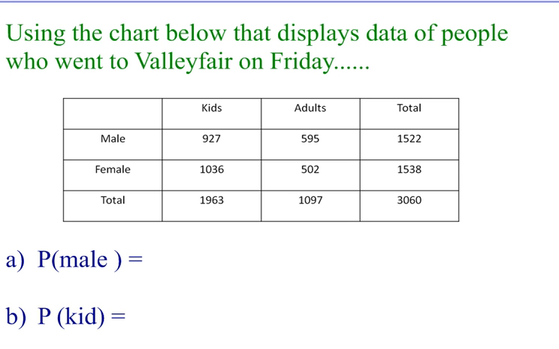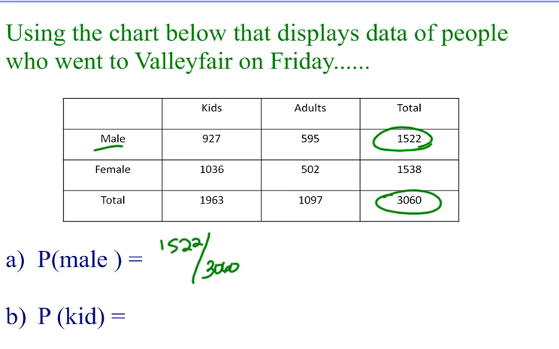Now we're going to start working with a chart. So if we were given some data, you'll see that we have separations here of people who went to Valley Fair. So we have kids, adults, and then totals, and then male and female. If they want to find the proportion of people who were male, we're going to look at male, and we're going to look at our total. 1,522 people were male out of the total number of people, which is 3060.